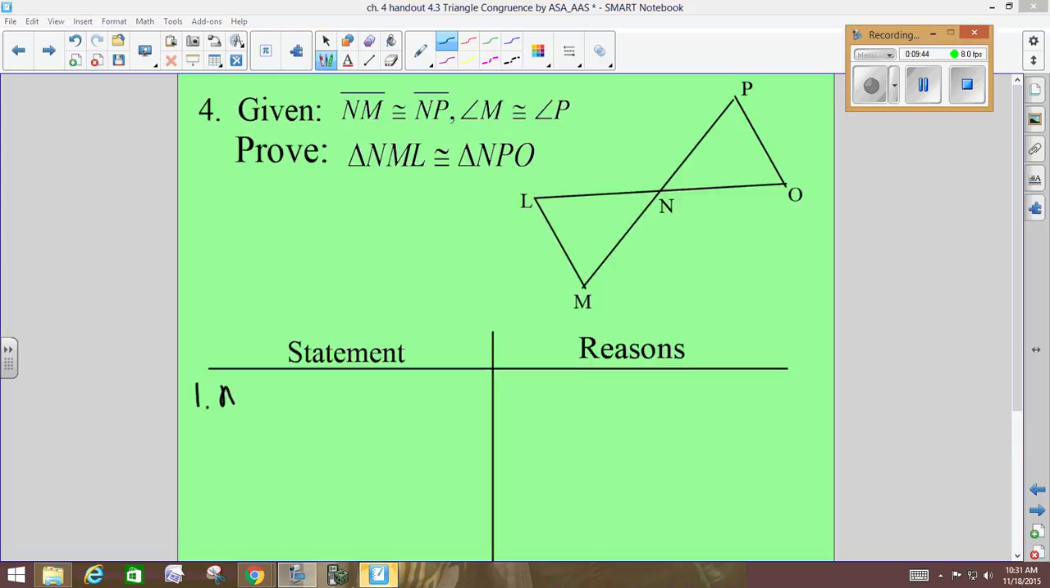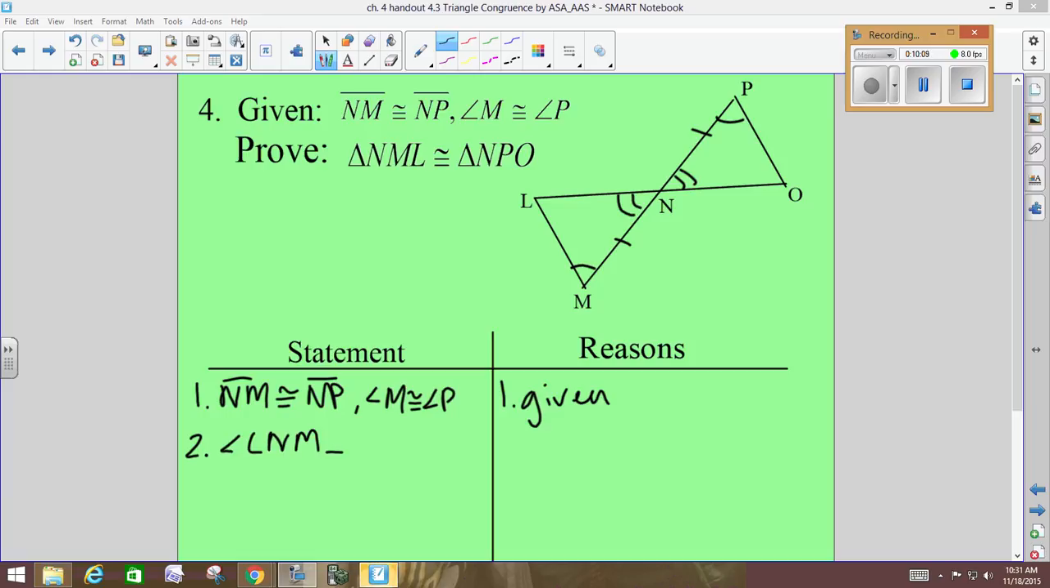First step, given: NM is congruent to NP. Angle M is congruent to angle P. Mark it. And then what else do we know? Vertical angles. Good. Make sure you use 3 letters. So angle LNM is congruent to angle ONP, putting your vertex in the middle. And that's by the vertical angles theorem.